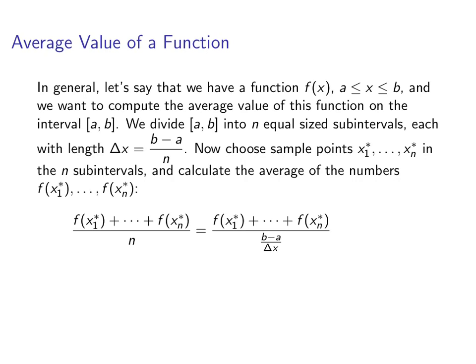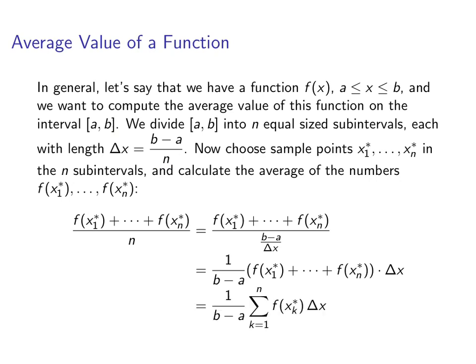Now let's do a little bit of manipulating. n is the same thing as b minus a over delta x. You should be able to see that from the expression where we have delta x is equal to b minus a over n. So if you solve for n, you'd get b minus a over delta x. Manipulating further, this can be rewritten as 1 over b minus a times f of x1 star plus all the way down to f of xn star, all times delta x.